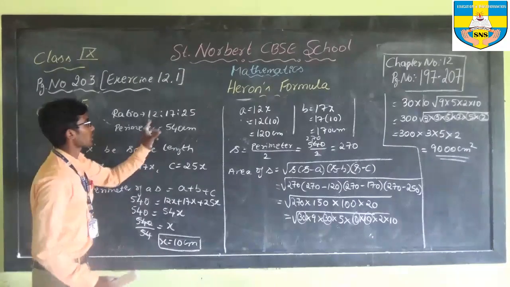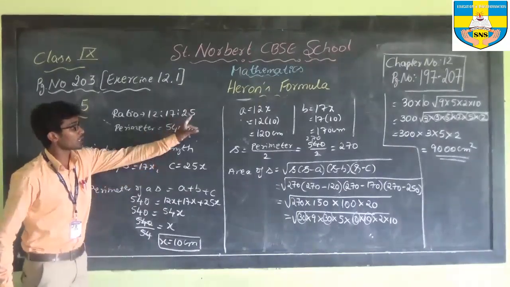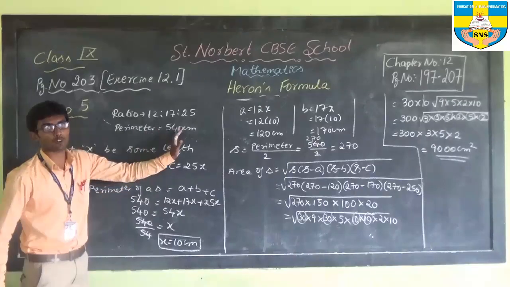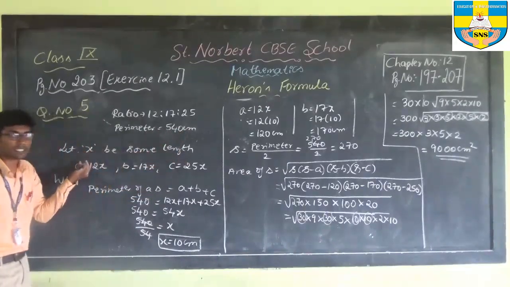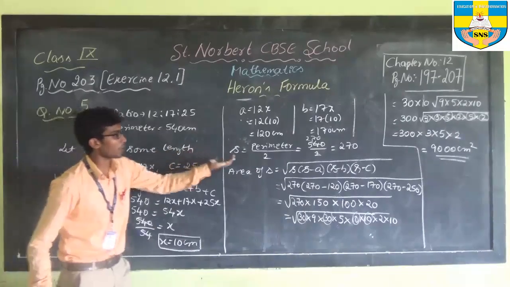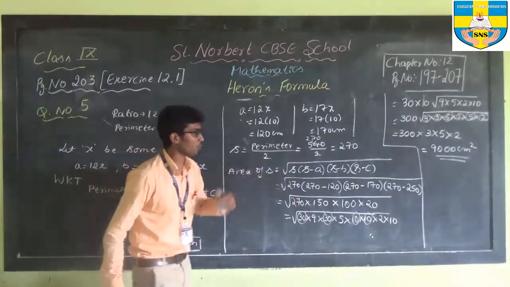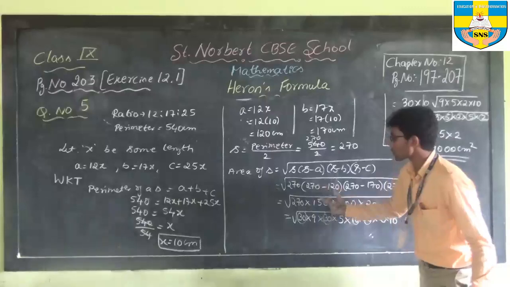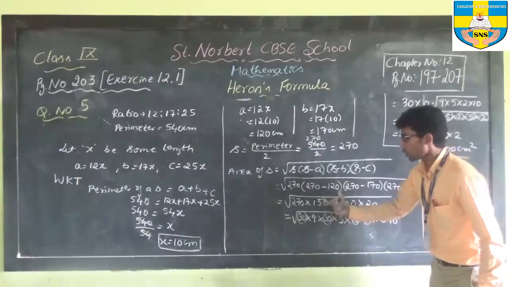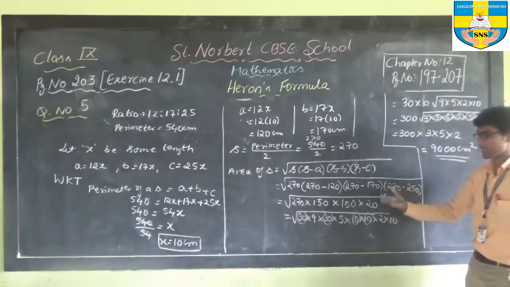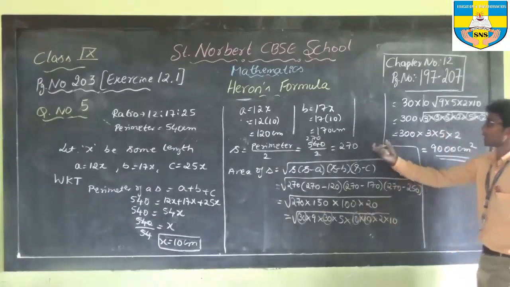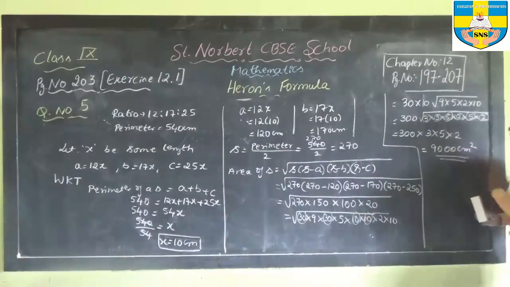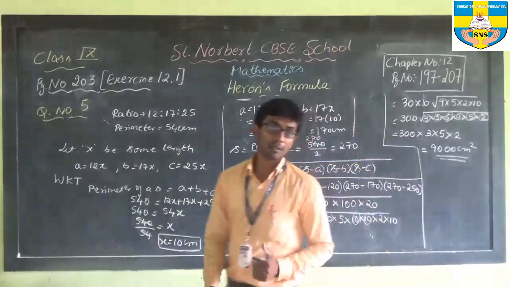If its ratios are 12:7:17:25 and the perimeter is 540, you need to calculate the sides in the beginning by taking x as some length. Afterwards calculate the semi-perimeter. Then you go for Heron's formula. Again, in Heron's formula you have to be more conscious with this calculation. Keep the same numbers 2 times inside the square root so that you can make a group and bring it outside. Finally, we will be having 9000 centimeters square.